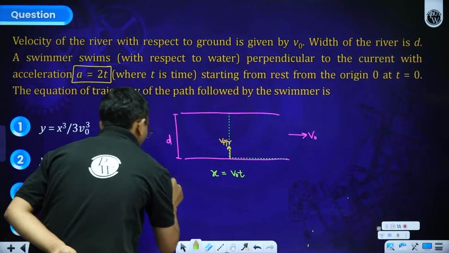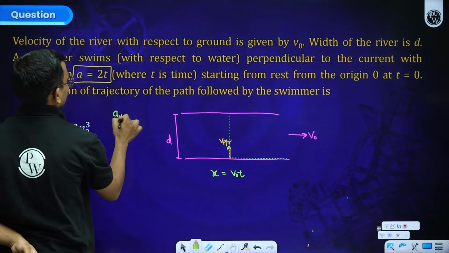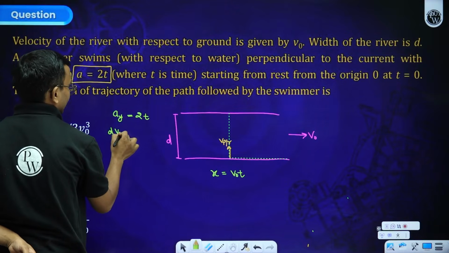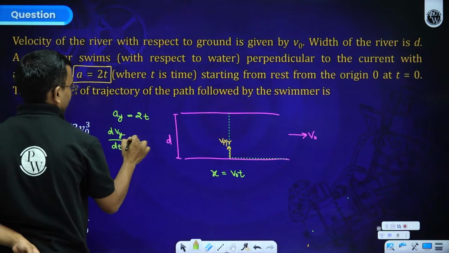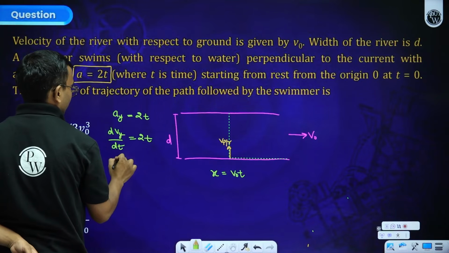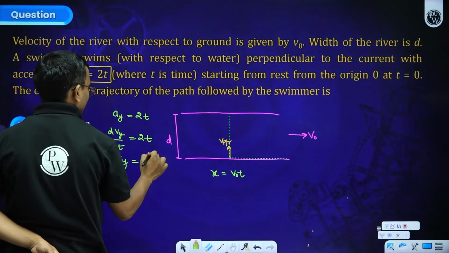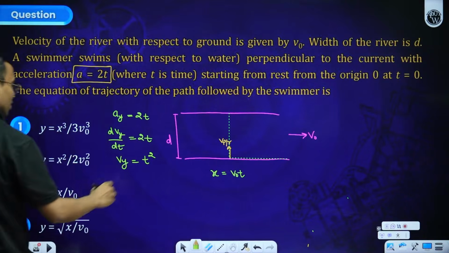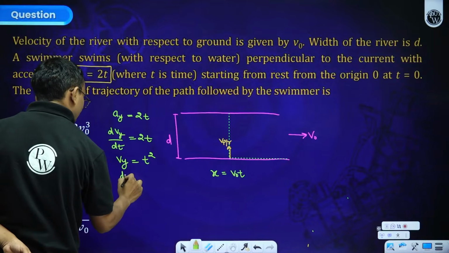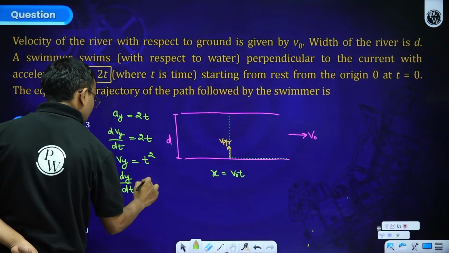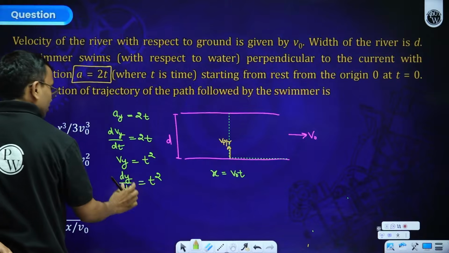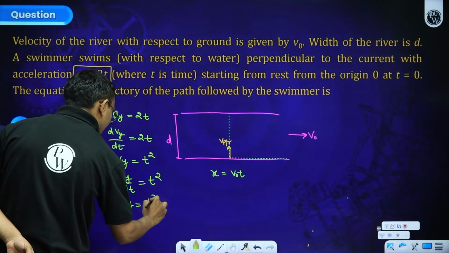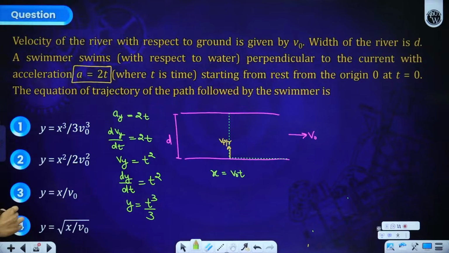Acceleration is given along y. So ay is equal to 2t. So ay you can write as dvy by dt. This is my 2t. So vy from here will be equal to t square. When you take dt on the other side and integrate, it will become t square by 2. It is t square. What is y then? You write dy by dt is t square. So dy is equal to t square dt, integrate that, so it will become t cube by 3. So y is t cube by 3.